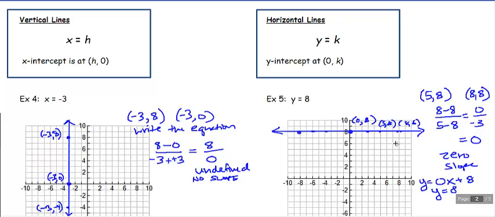0 times x is just 0, and we wind up getting this equation. So horizontal lines aren't as confusing because you have a number for the slope. It's the vertical lines that screw things up. So hopefully that helps. And now you're able to graph any line that you are given.